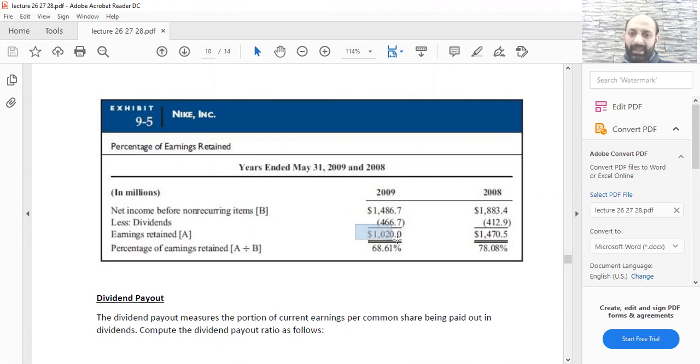ये वाली वो earnings है जो आपने अपने profit का हिस्सा retain किया है in business to keep it in circulation. तो percentage of earnings retained आपकी क्या है, earnings retained divided by net income before non-recurring items. So this 68.61 represents कि for every $1 that you earn, उसमें से 68.61 जो आपके cents हैं that you keep in the business. So this is the end of lecture number 26.